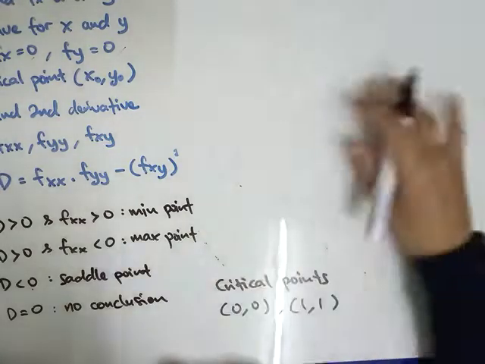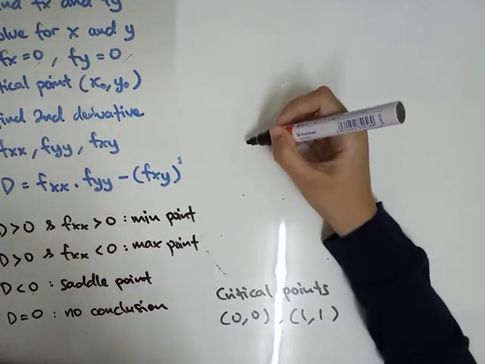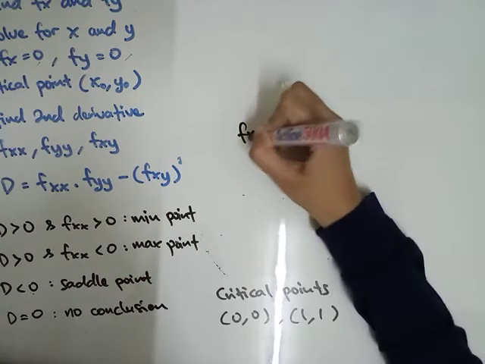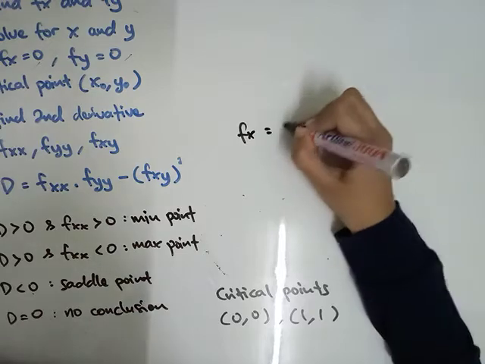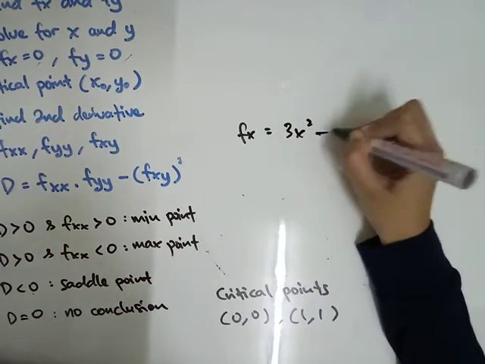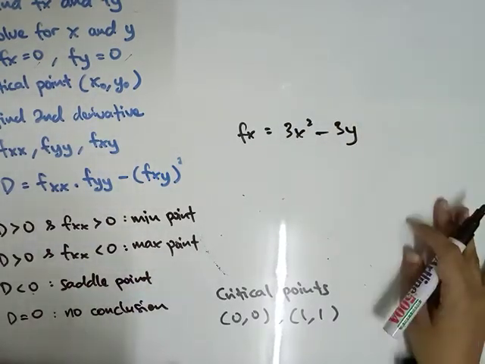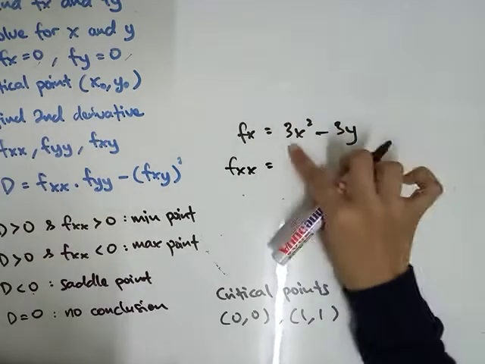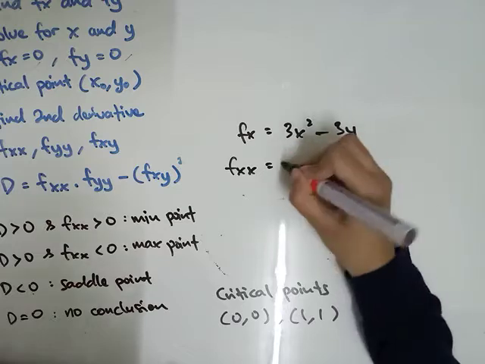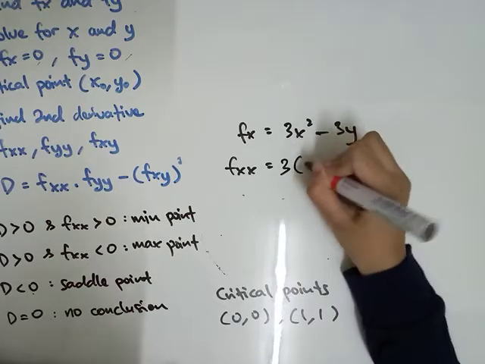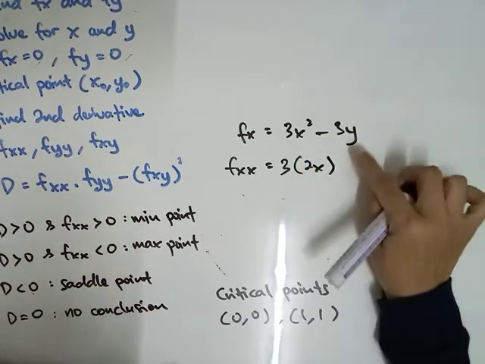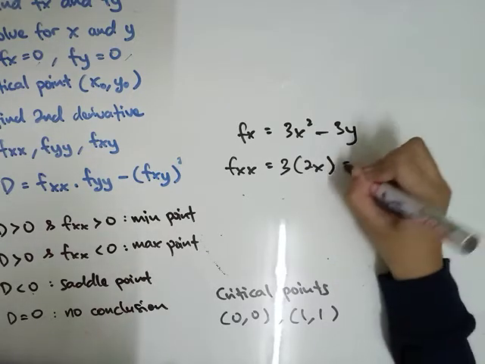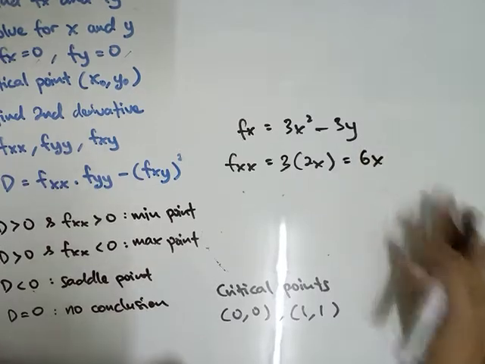We know that fx, from fx we get 3x square minus 3y. Okay, so how to find the second derivative with respect to x? From fx, 3 is constant, differentiate x square we get 2x. Negative 3y is constant, differentiate constant we get 0. So the answer is 6x.